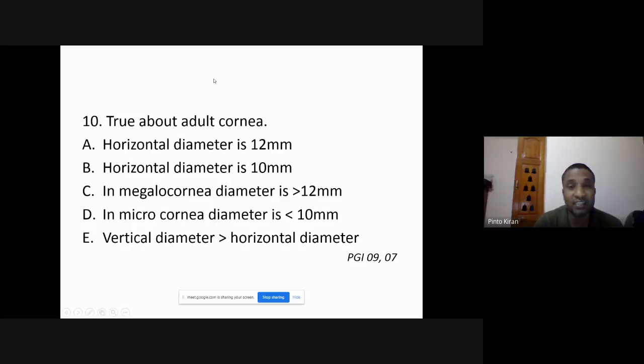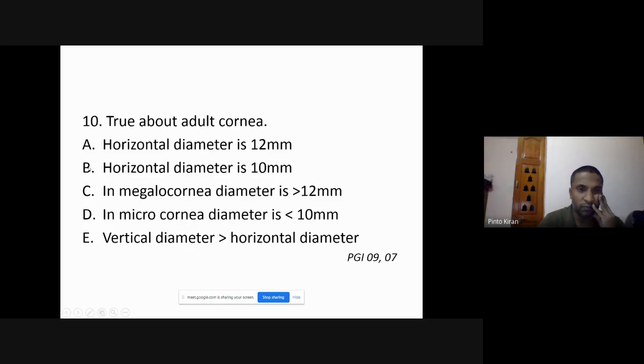The horizontal diameter is more than the vertical diameter. The horizontal diameter is around 11.7 millimeter. Almost 12 is considered to be normal here. Decimals are sometimes very difficult to remember, so sometimes they put a round figure. So the horizontal diameter is 12 millimeter. This is a correct answer.